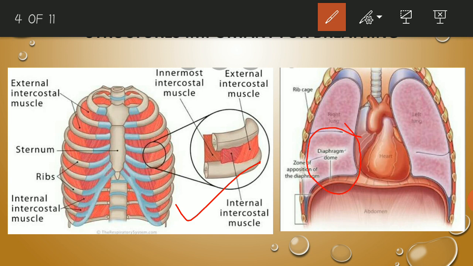Now the diaphragm is a muscular layer that separates the chest cavity or the thoracic cavity from the abdominal cavity. Whenever the diaphragm moves downwards, the volume of the chest cavity expands, and when it moves upward, its volume again decreases. So there are 2 structures, one is the intercostal muscle and another is the diaphragm, that are involved in breathing.